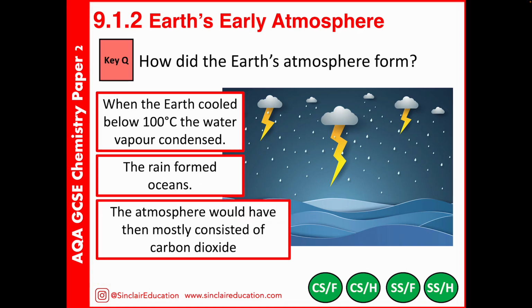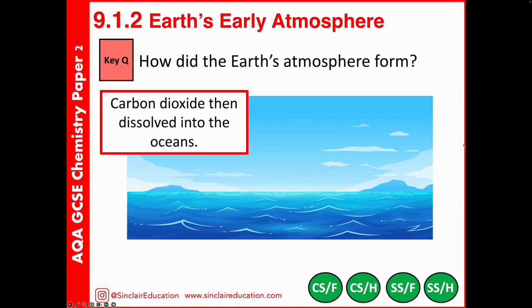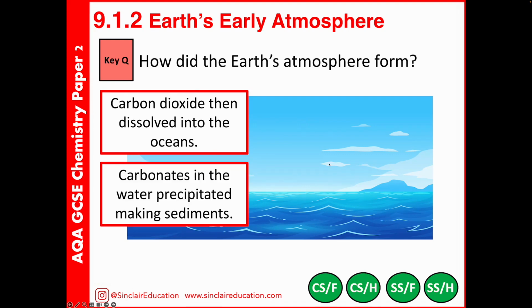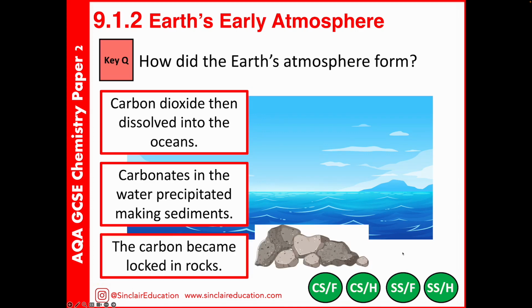What that would have meant is that the Earth's early atmosphere would now have been 90% or more carbon dioxide, so incredibly high. What then happened is that the carbon dioxide dissolved into the oceans. When CO2 dissolves into water, it forms carbonic acid, a weak one, but it forms an acid. We think over time, and we can still model this now, that the carbon dioxide dissolved into the oceans formed carbonates that then precipitated and made sediments at the bottom of the ocean, so started to form rocks.